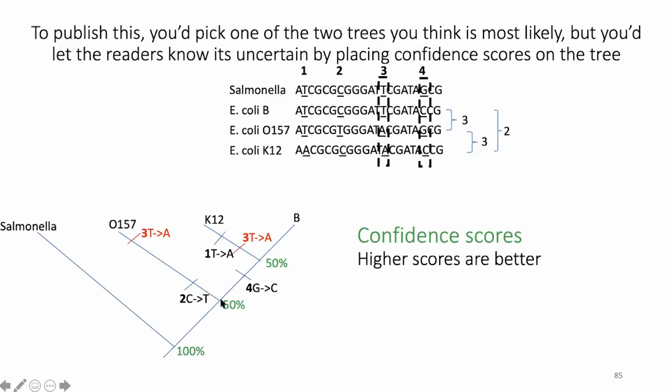But I'm only 50% confident that this is a distant relative to B and K12. And I'm only 50% confident that these are the most closely related ones, because there's another likely orientation where K12 and O157 are more closely related to each other. And so you don't throw away your phylogenetic analysis, you don't throw away your data if you can't resolve the tree. What you do is you just publish it with these confidence scores on the phylogeny.